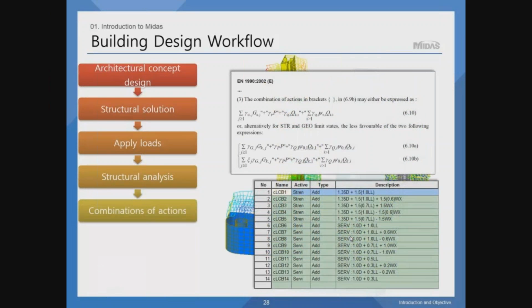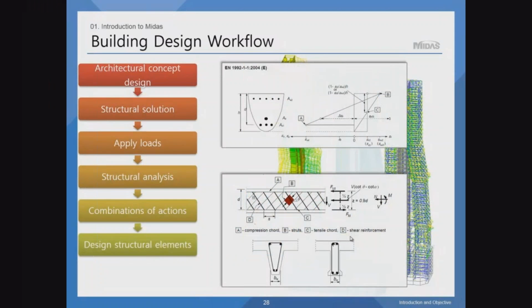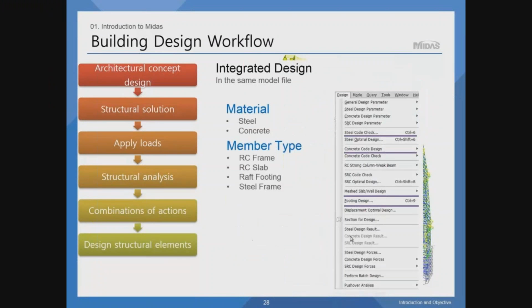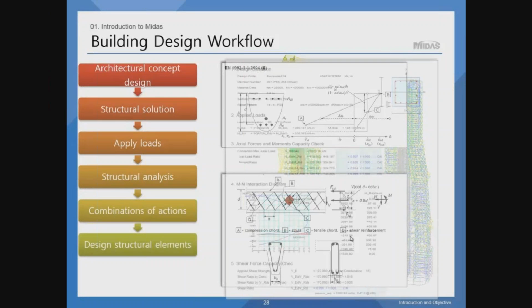Then we have to combine with the actions, meaning we have to give the load combination and check the results. We have to design the structural elements, cross-check the results again, and based on that we have to design our structure. Once the material type and member type are chosen, we design our structure. Once the structure is done, again we have to check how the building will work, meaning whatever results we are getting, whether they are right or wrong.